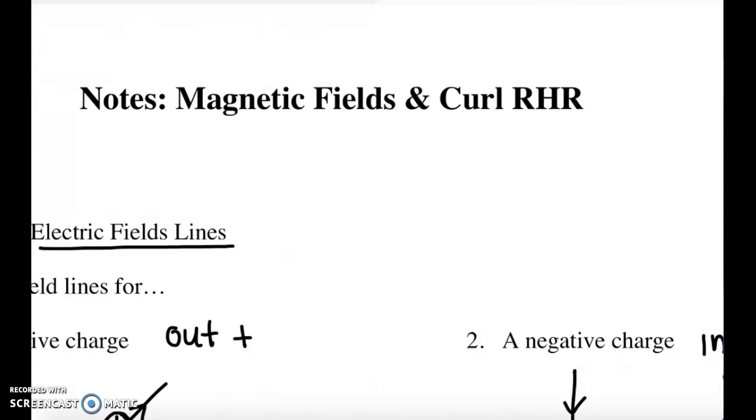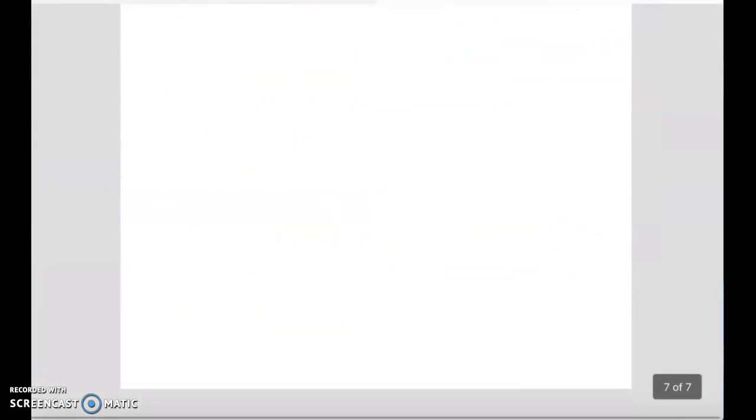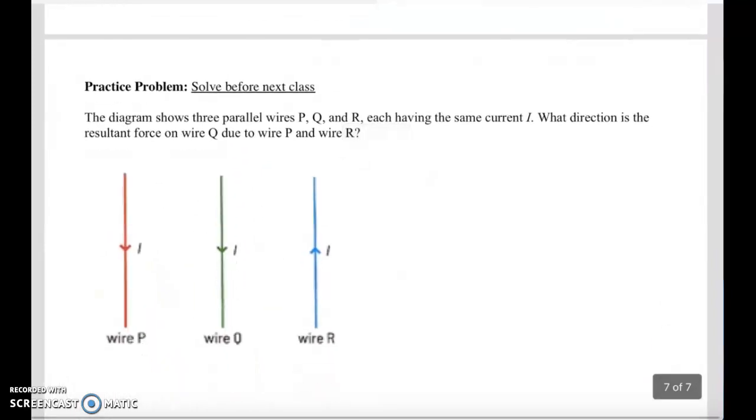Okay, this video is a follow-up to our notes on magnetic fields and the curl right-hand rule. I wanted to go over the practice problem in case you didn't get that answer. So this problem says, the diagram is showing three parallel wires, P, Q, and R, and they each have the same current I. What direction is the resultant force on Q due to wire P and wire R?